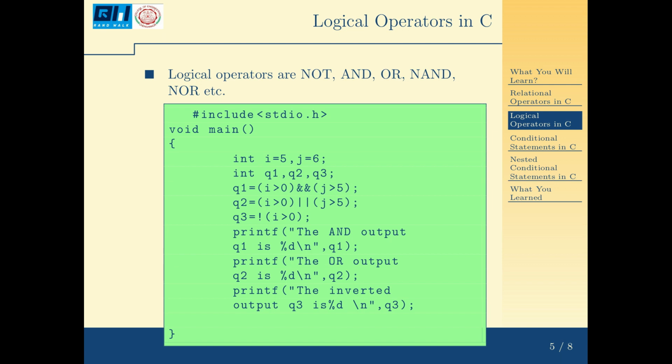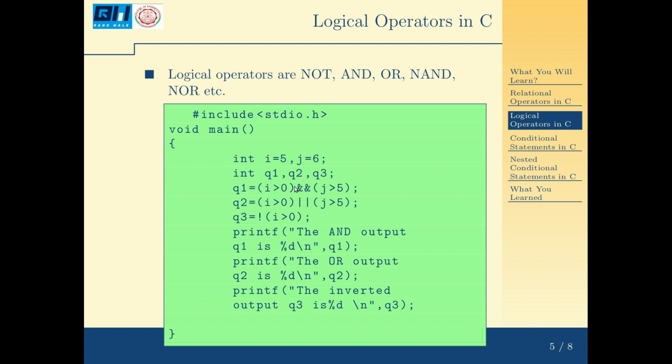So how these are done in the C programming language, we will see a simple code. I have hash include stdio.h. I include the header file, standard IO header file from /usr/include. Then void main, within braces I have this code: int i equal to 5, j equal to 6, int q1, q2, q3. Here what we see is q1 is i greater than 0, which is naturally true because i is 5. Then double ampersand, this shows a logical AND operation.